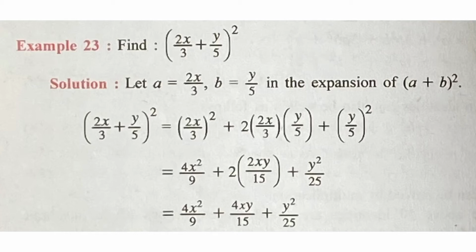(2x/3) whole square is equal to 4x square by 9. 2 into 2x/3 into y/5 is equal to 4xy by 15, and (y/5) whole square is equal to y square by 25. So our answer is 4x square by 9 plus 4xy by 15 plus y square by 25.